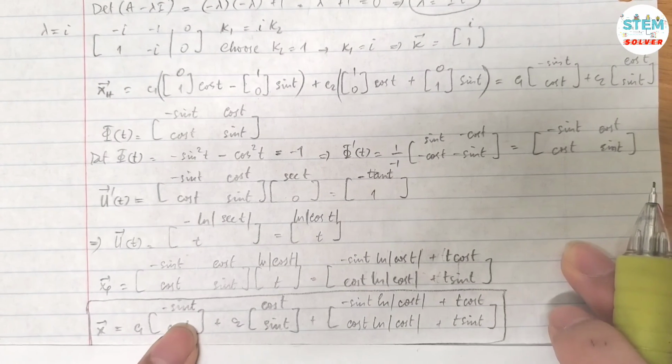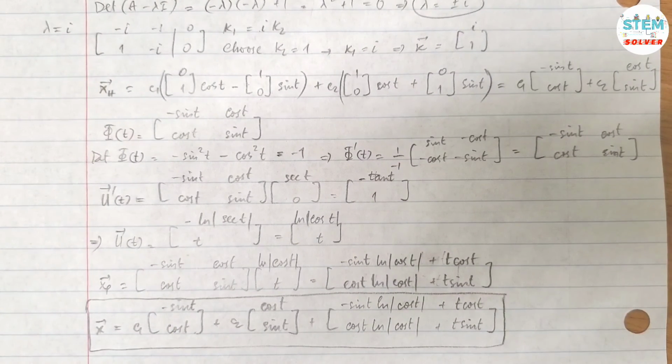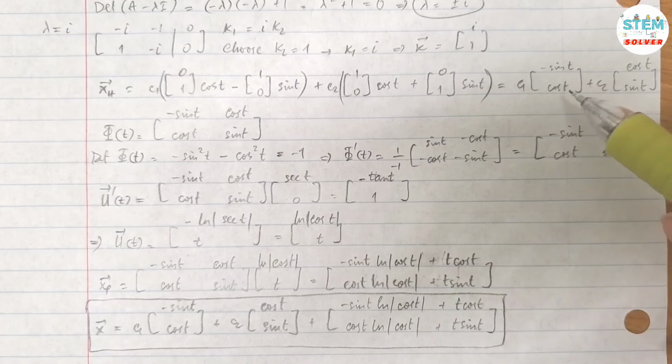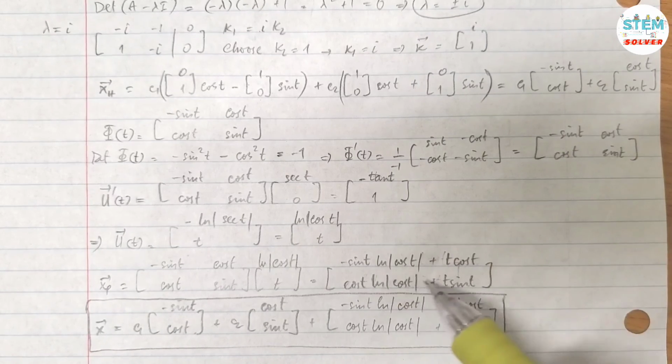And your final solution is equal to the homogeneous part plus the non-homogeneous part, which is the combination of this one and this.